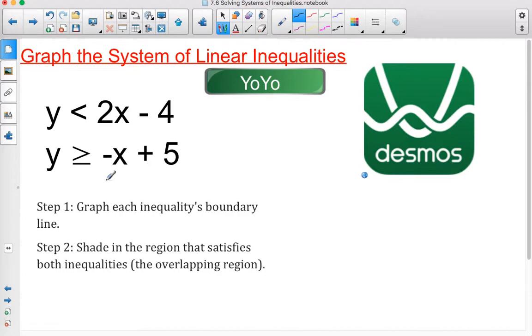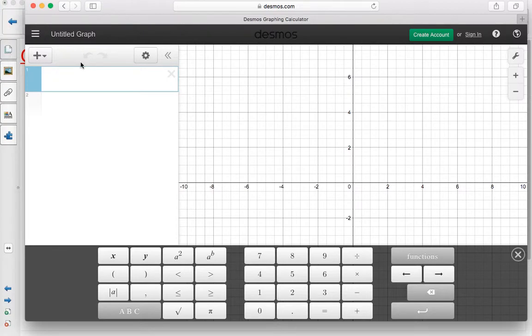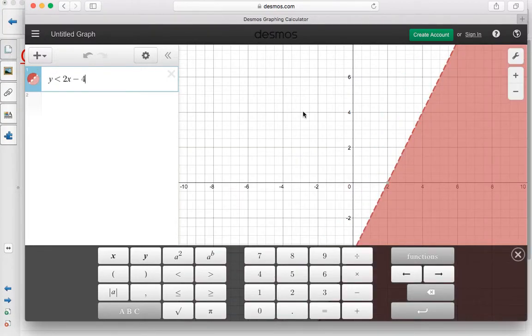Okay, welcome back. Let's go and type this in. So this first one is y is less than 2x minus 4. So I'm going to go and type y is less than 2x minus 4. There's my first shaded in region.